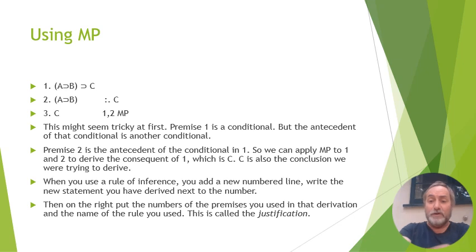We already have the two premises we need to do a modus ponens. So we just say, okay, 1, 2, modus ponens, we can get C, right? And you see over on the right of line 3, we write down the two lines we used and the rule of inference we used.